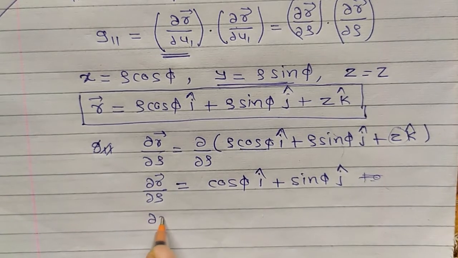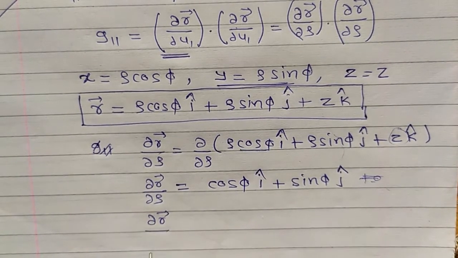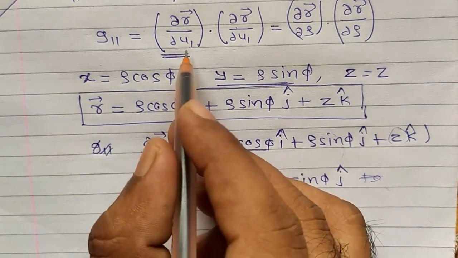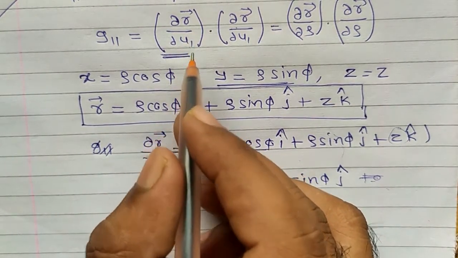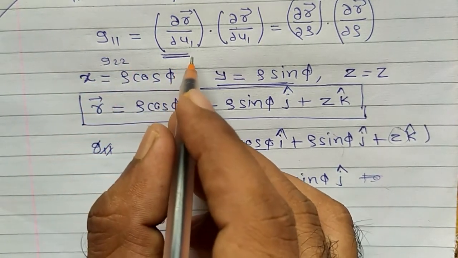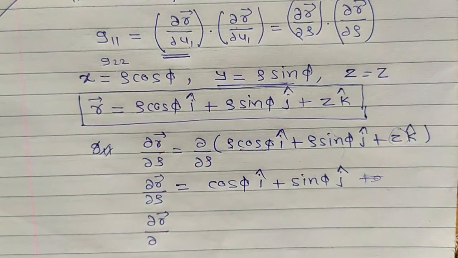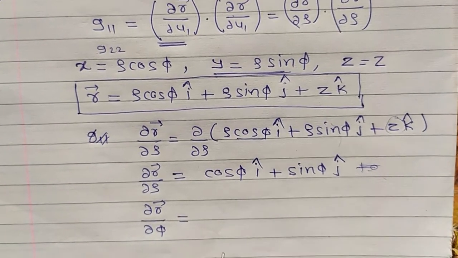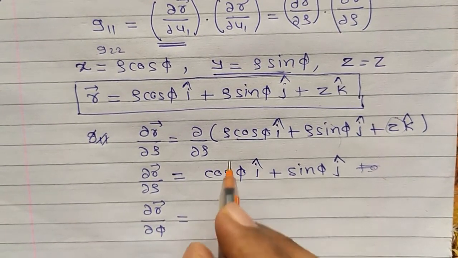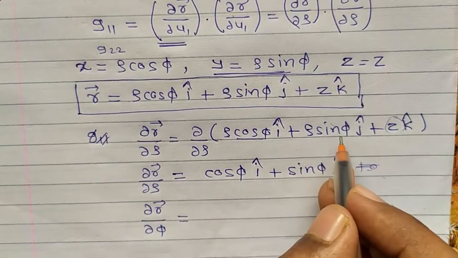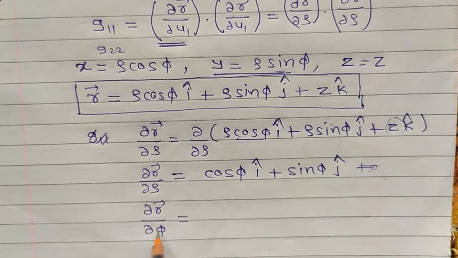Similarly, we will work out the expression of delta R bar by delta U2. Here it is U1. For the second, G22, I will require U2, which is the second coordinate, which is phi. So I will differentiate delta R bar by delta phi. I'm not going to write it like this again. Okay, we will directly see from here.